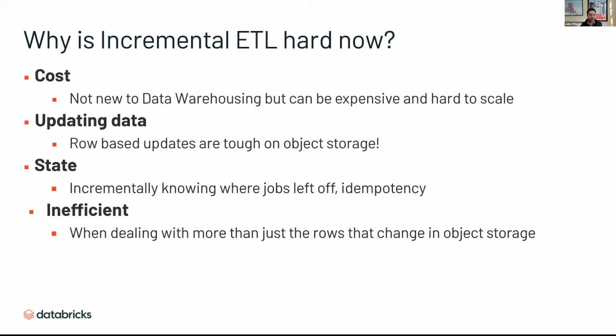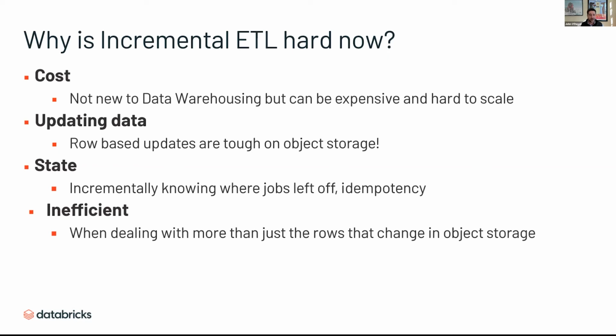So why is this hard now? Well, the reason is that, and it's not necessarily just now, these technologies like Delta Lake have been around for a little while, but preceding them, the only way to really do incremental ETL was through data warehousing, where you can on a row by row basis pick and choose what needs to be changed, but that is expensive. A lot of data warehouses also do not separate compute and storage.